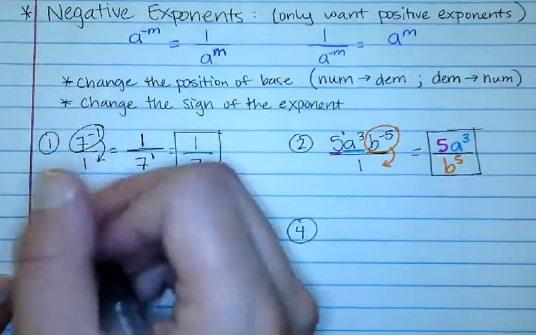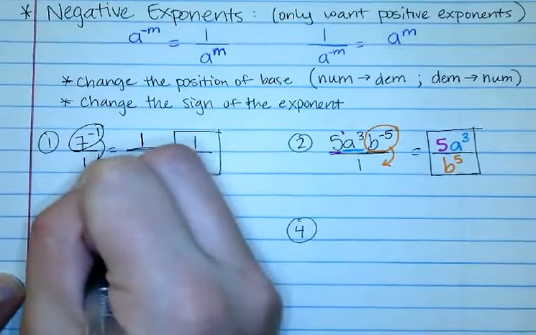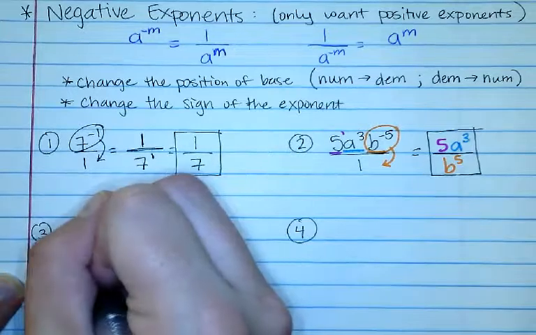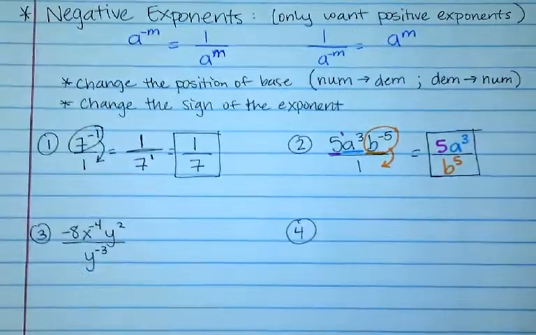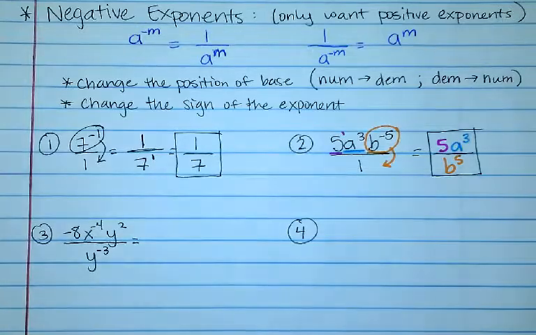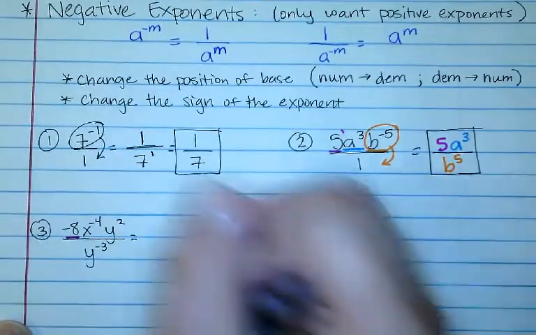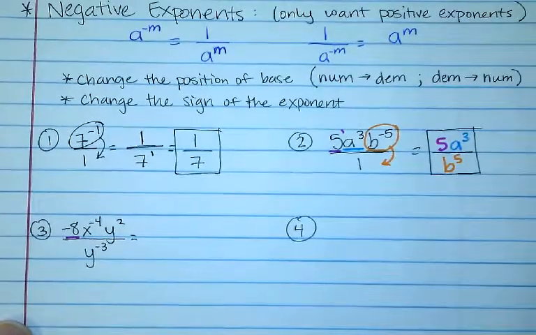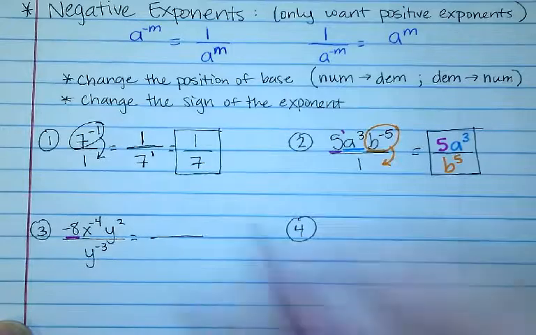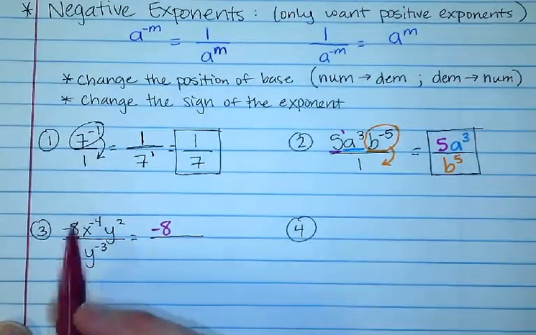We have negative 8x to the negative 4th y squared over y to the negative 3. Let's take a look at this. Does my negative 8 need to change floors, so to speak? I know it sounds kind of weird. Does my negative 8 need to change floors? No, it doesn't need to move anywhere. So this negative 8 is going to stay up here, because it has a little positive exponent.